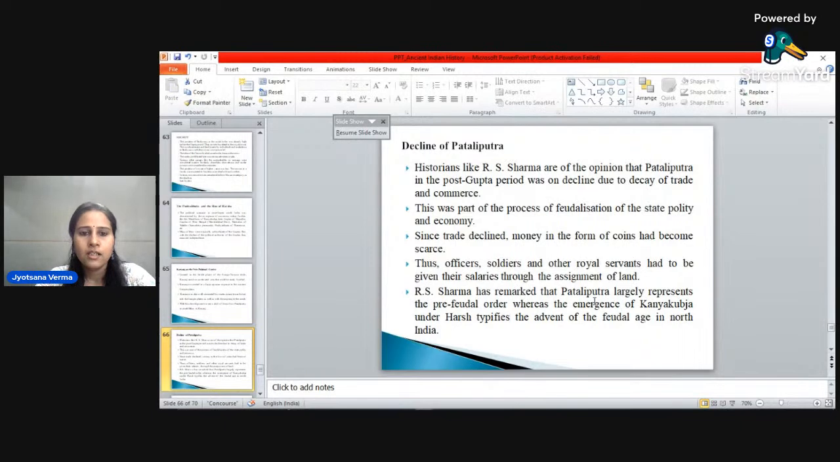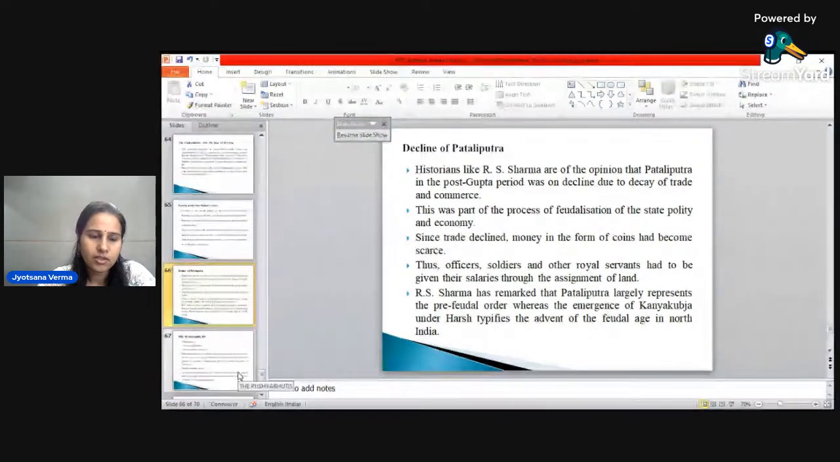So R.S. Sharma has remarked that Pataliputra largely represents the pre-feudal order, whereas the emergence of Kanyakubja under Harsha marks the advent of the feudal age in North India. So according to R.S. Sharma, this is also the emergence of the feudal age.